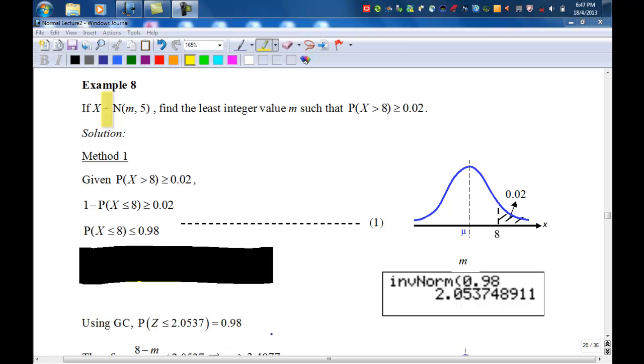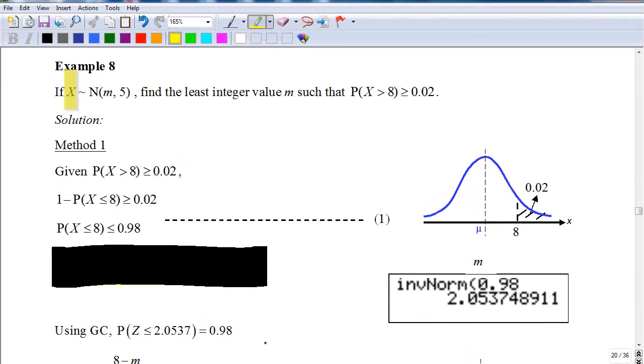Now let's take a look at example 8. Now 8 is actually a little bit more difficult than the previous two examples, but it is the same. It all leverages on the inverse norm. Example 8 says that there is this normal random variable X with unknown mean m, known variance 5. Now they want you to find the least integer m such that the probability X bigger than 8 is bigger than or equals to 0.02.